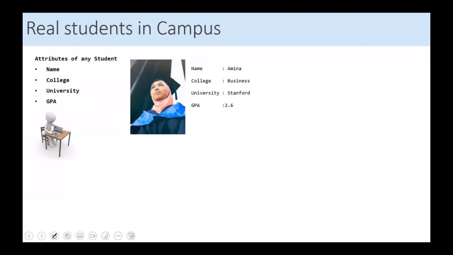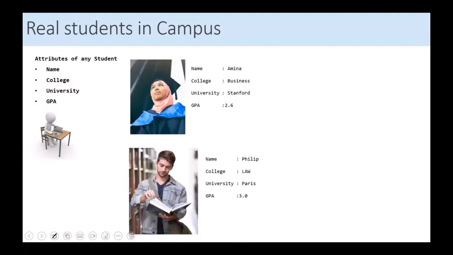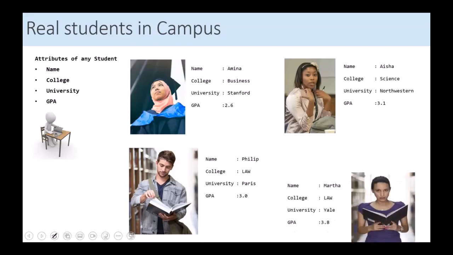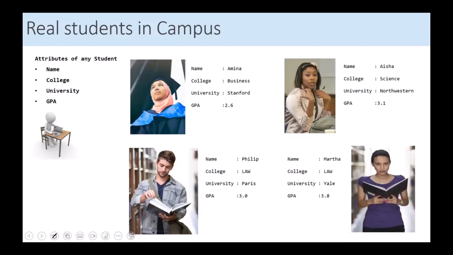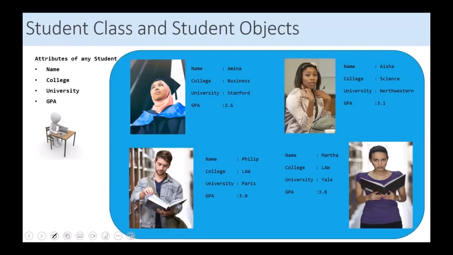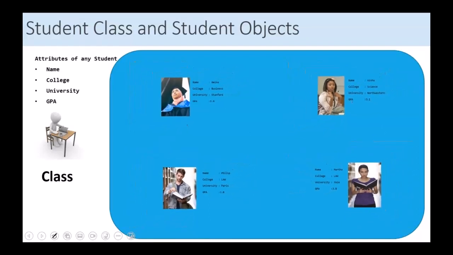Good. Let us see another student. Philip. What does Philip study? Law in Paris. Aisha. And this is Martha. These are what? Real students you see in campuses, right? What about the left side? The concept, the definition, the attributes of a student who you see on the left side. So this is a class, right? And what about those 4 people? Object.